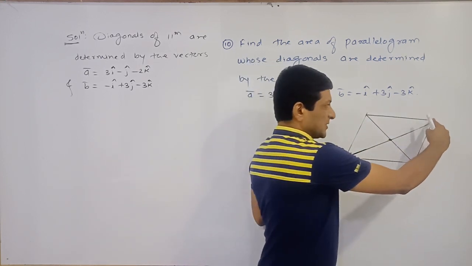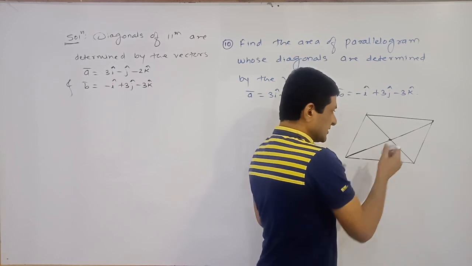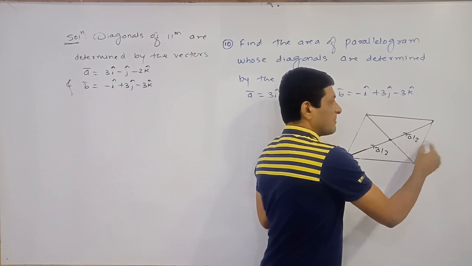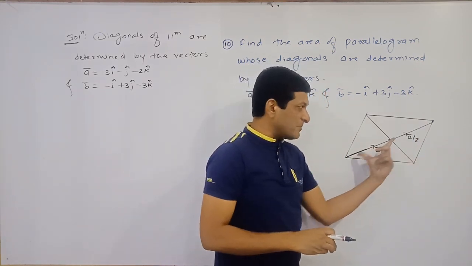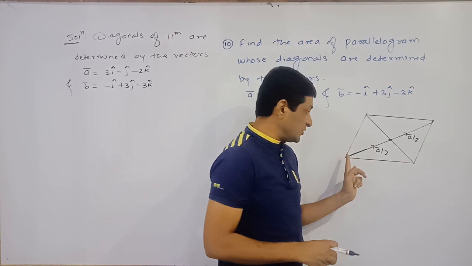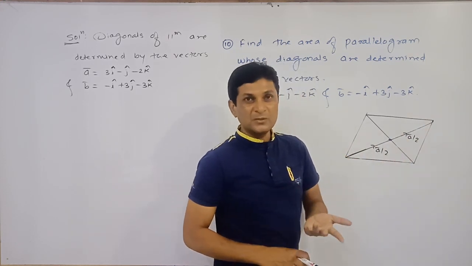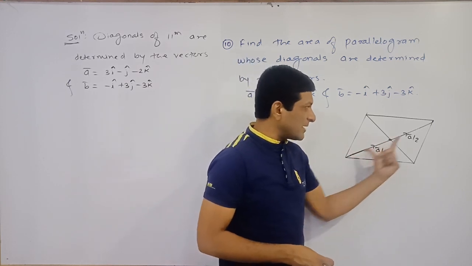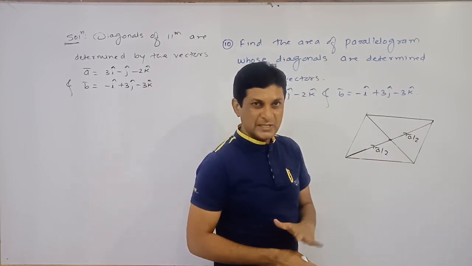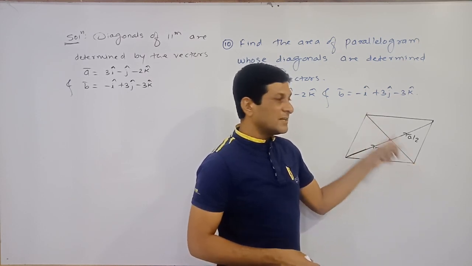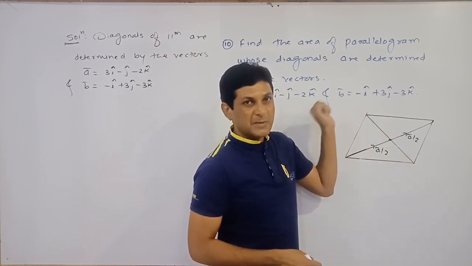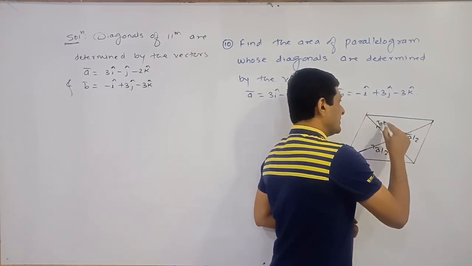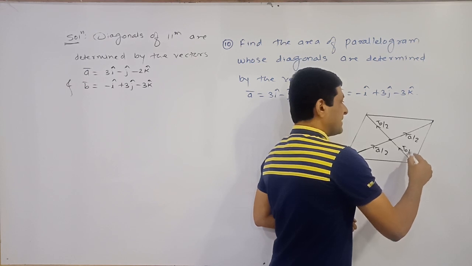Now if I consider this whole vector as A bar, then this much part will be A bar by 2, and this much part is also A bar by 2, isn't it? This whole vector is A bar. But we know that the diagonals bisect each other in the case of a parallelogram. So this half part is A bar by 2 and this half part is A bar by 2. In the same way, this second vector is represented by B bar. So we can say that this half part is B bar by 2 and this half part is B bar by 2.